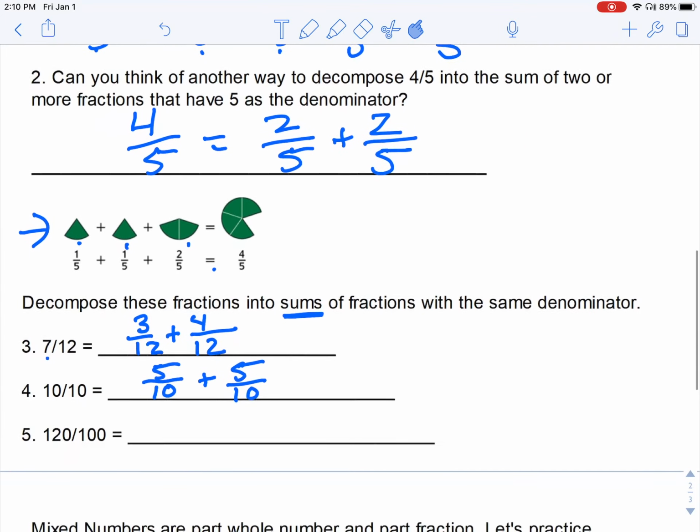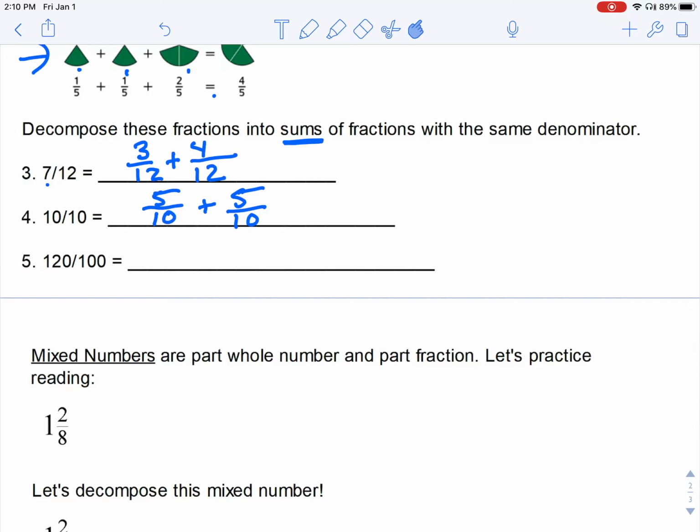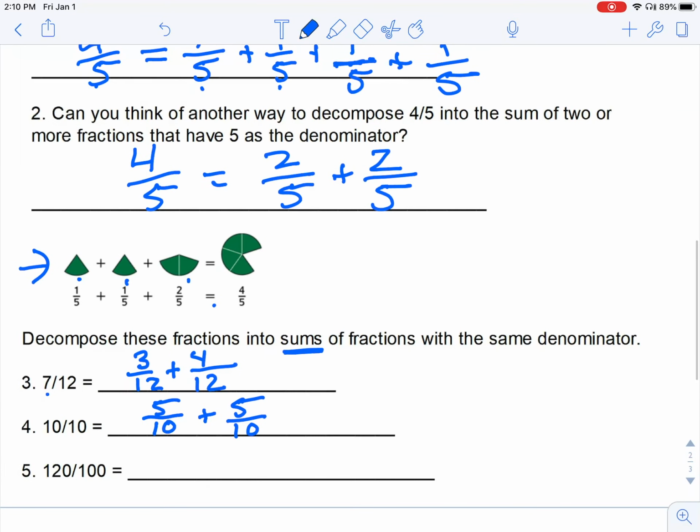And the last area, oh, I forgot I gave you a real challenge one on here. 120 hundredths. Wow, there are so many possible ways you could decompose this one. Let's try one together. I'm just going to do 20 hundredths plus another 100 hundredths. Can you come up with a different way? Try it on your own.